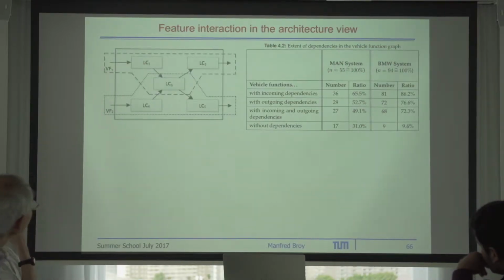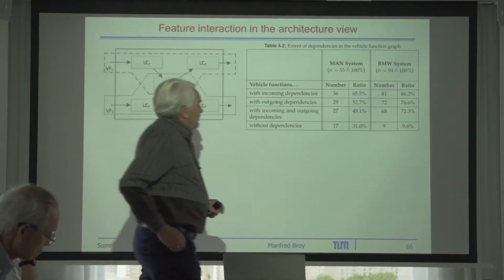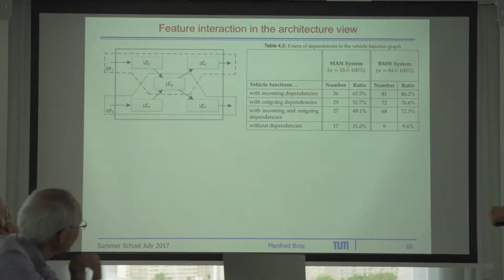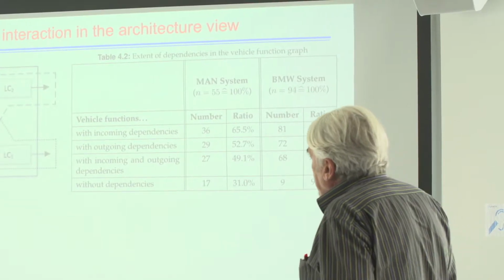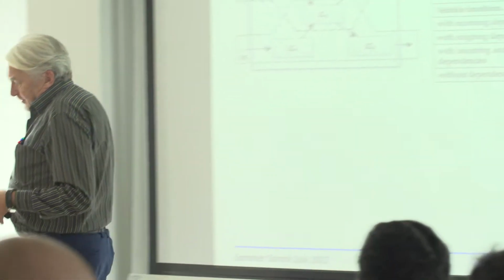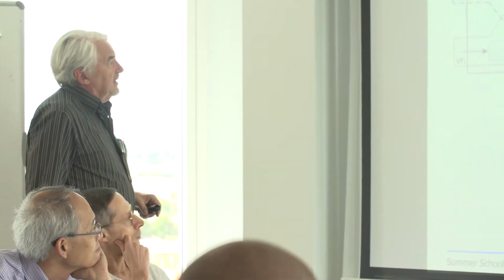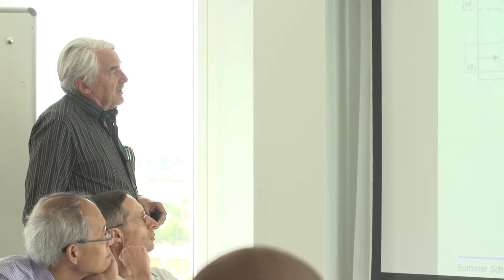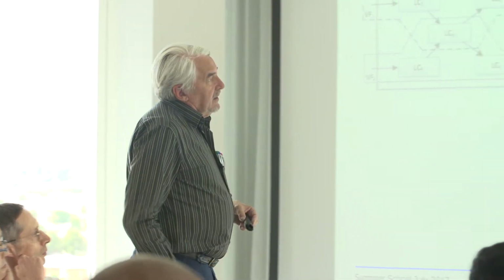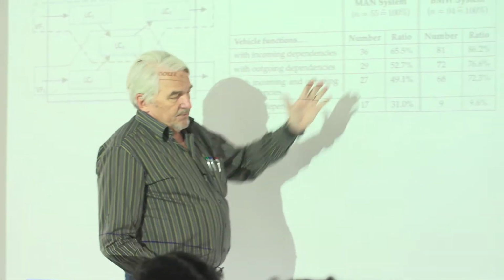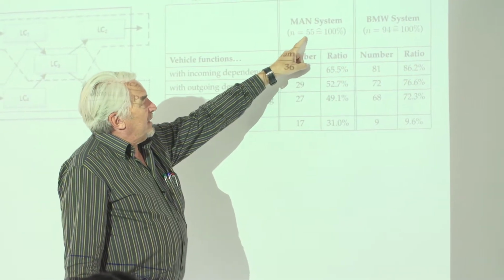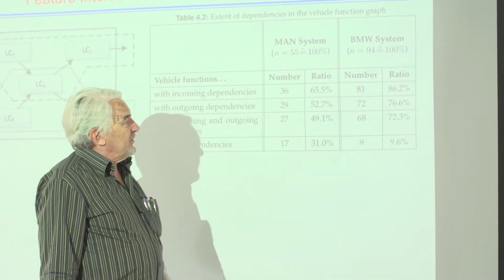And I promised to give you some numbers here, some real numbers. This is a truck company in Munich. This is BMW, which you probably know. One of my PhD students, after I did the theory, worked out a more engineering-oriented approach to that. Part of his work was to look at real systems to see how many feature interactions there were. He looked at two systems, which were subsystems of a truck and subsystems of a passenger car. The number of functions was 55 for the truck and 94 for the passenger car.